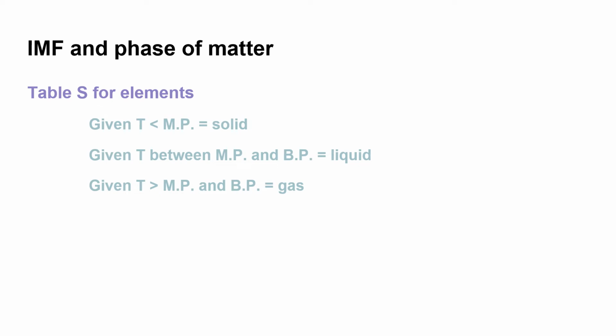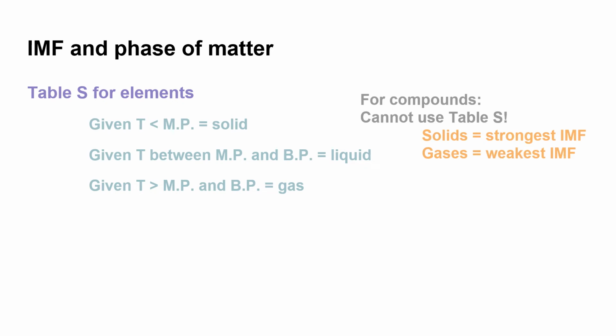The problem is, Table S does not give us any information about the compounds. So in case of compounds, we actually look at the intermolecular forces. So we look at the structure of the molecule, and depending on whether it's polar or non-polar, we figure out what type of intermolecular force this thing is going to have. The piece of information that we need to remember is that solids have the strongest intermolecular forces and gases have the weakest intermolecular forces.